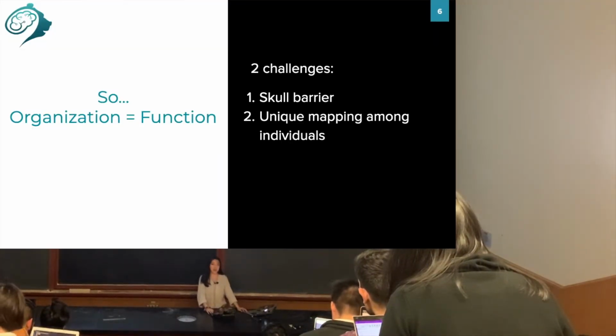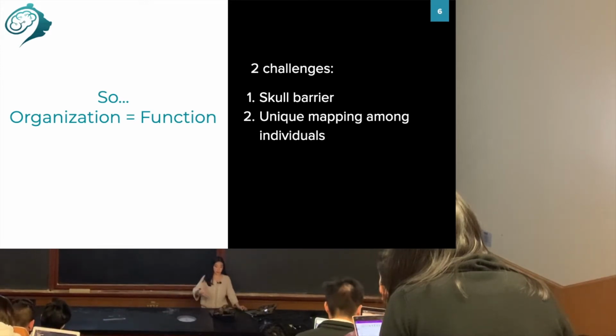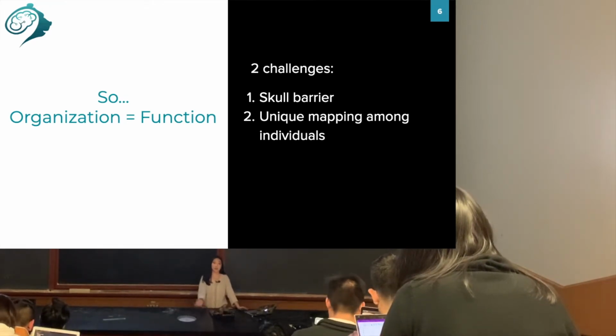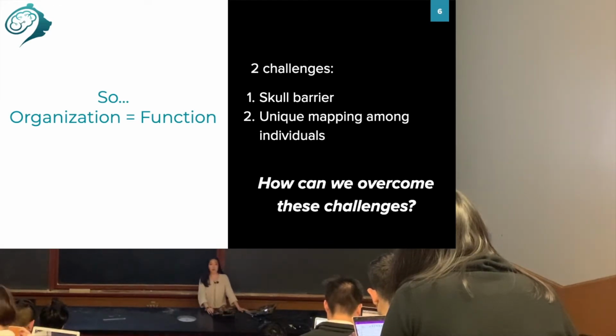Okay, so a couple challenges with brain imaging. First of all is the skull barrier. Obviously there's this layer of bone between the external world and your brain, and it's a physical barrier that will literally block imaging and visualization of the brain itself. And then also there's unique mapping amongst individuals. Your Broca's area might be in a different place from where mine is, and your cortex might not be the same as mine. So how can we overcome these challenges?